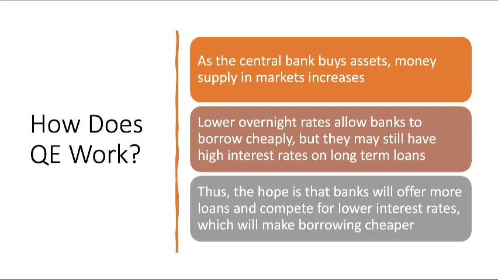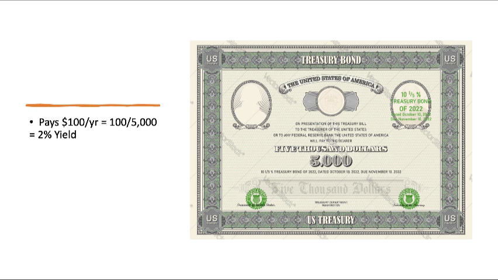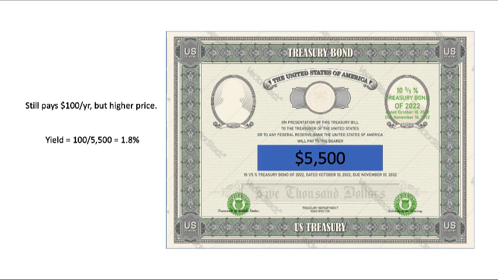Now let's talk about QE's impacts on yields. A yield represents the income generated by an asset relative to its price. When the central bank buys assets, they drive up asset prices, which in turn lowers yield. For example, if the government issues $5,000 treasury bills paying $100 annually, the yield comes out to be 2%. If the central bank bids up the price of those bills to $5,500, the yield drops to 1.8%.